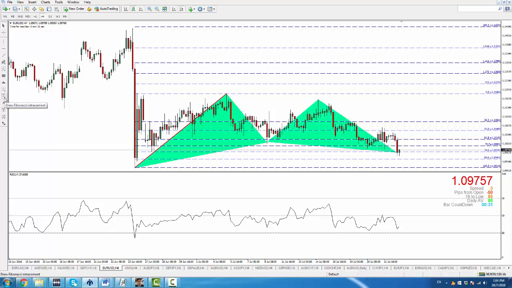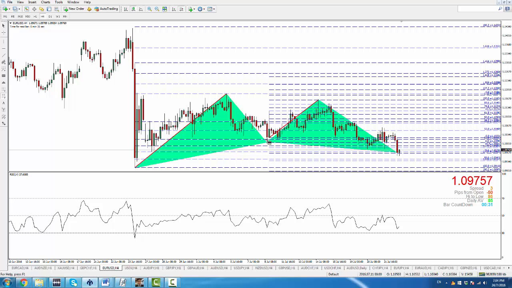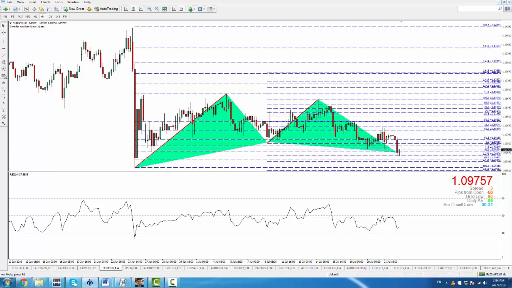So somewhere here, drawing another Fibonacci line from the C to the B level, and trying to find some form of confluence zone, yeah, this is the one.